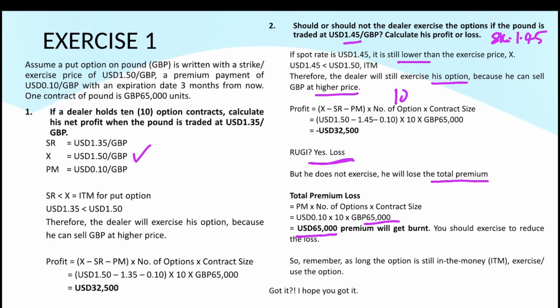So remember, as long as the option is ITM, in the money, you have to exercise or use the option even though you will get a loss. At least you will get the minimum loss. Okay, I hope all of you understand.